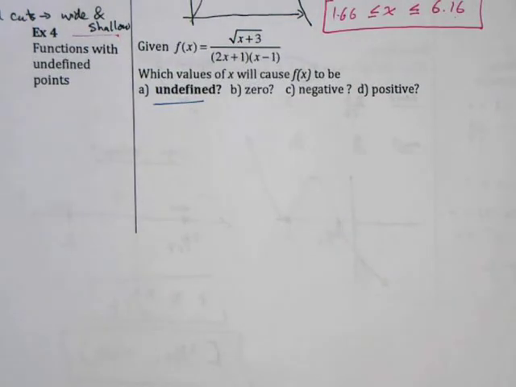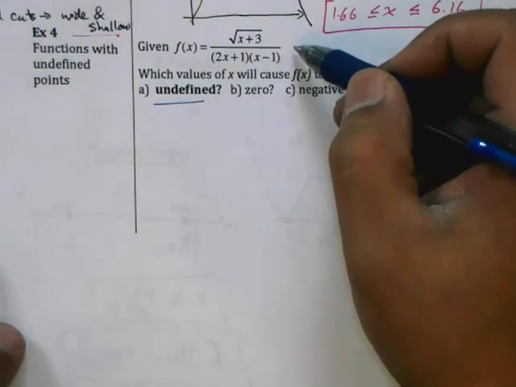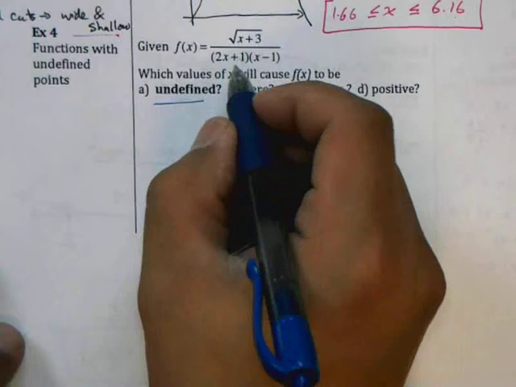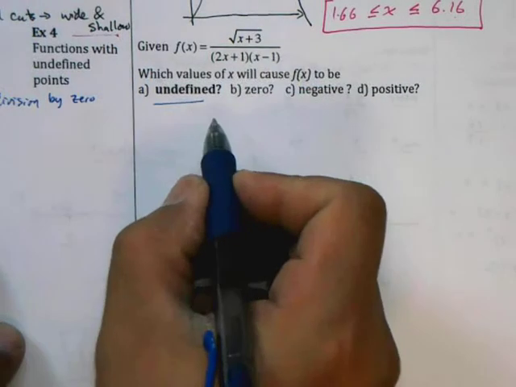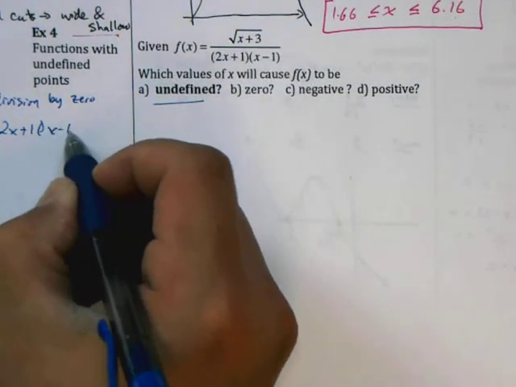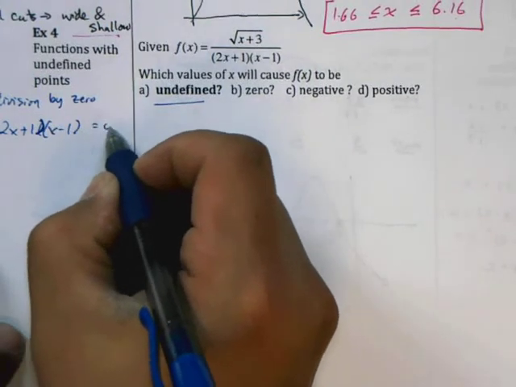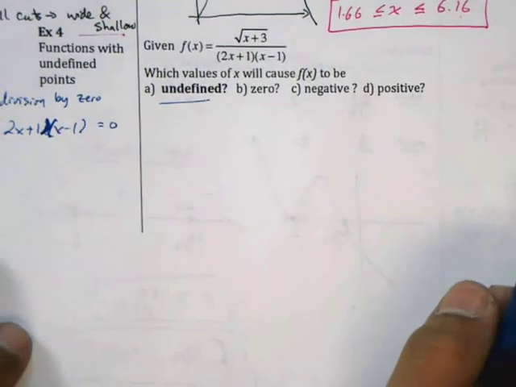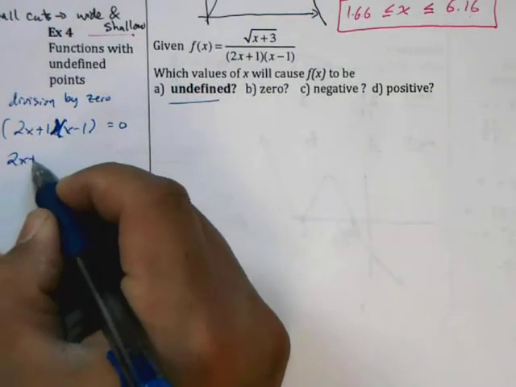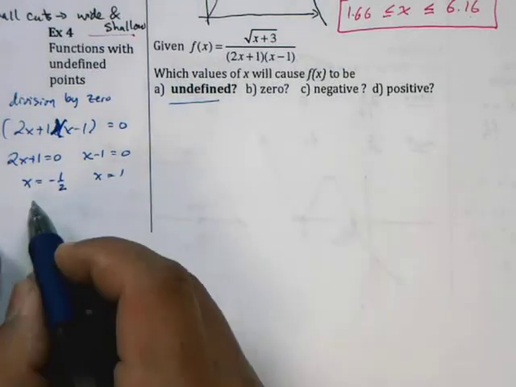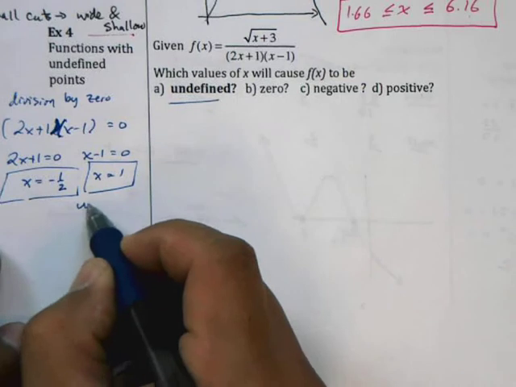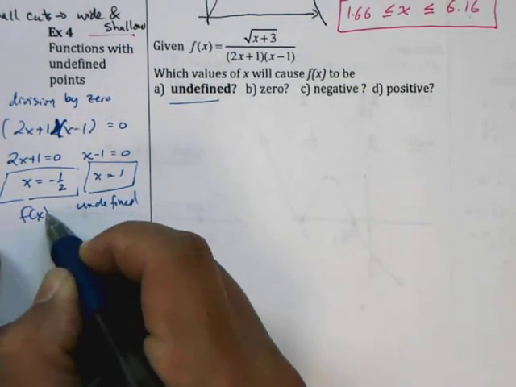I'm going to go over this part a little bit quickly because I'm assuming that you already know how to find undefined values of equations that have fractions and variables in them. Undefined here is division by 0, so we're going to check the denominator: (2x plus 1)(x minus 1) equals 0. Those are parentheses. We can solve this equation: 2x plus 1 equals 0, x minus 1 equals 0, so x equals 1, x equals negative 1/2. These points are definitely where f of x is undefined.